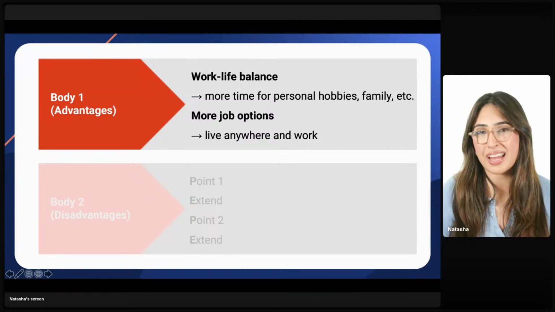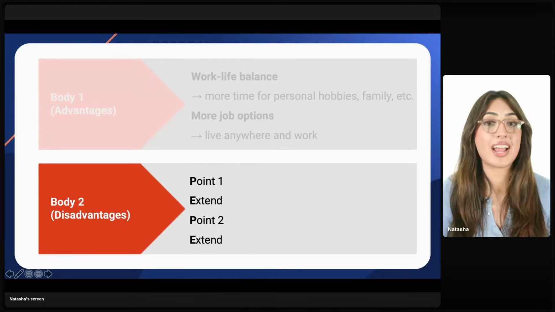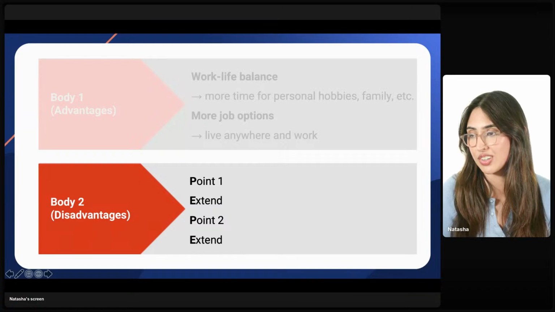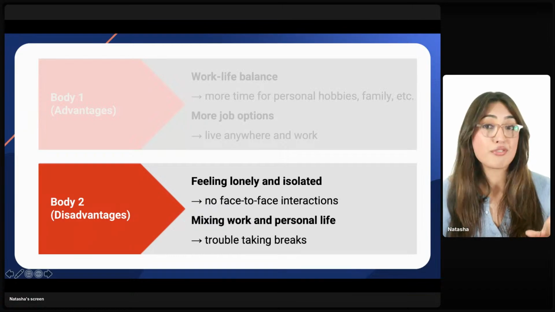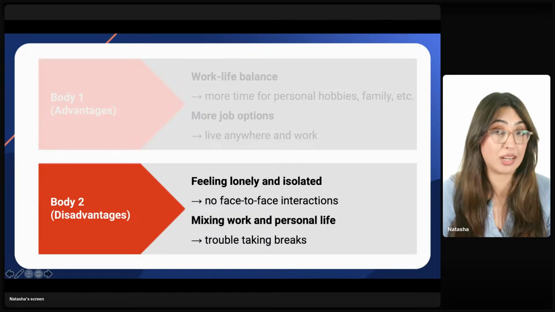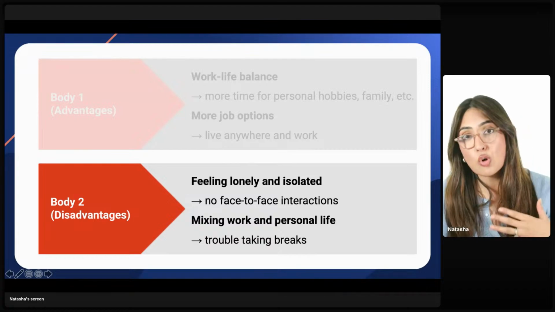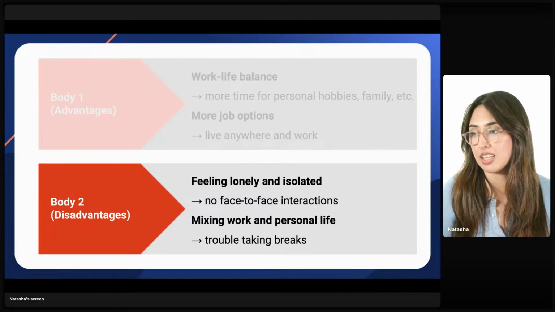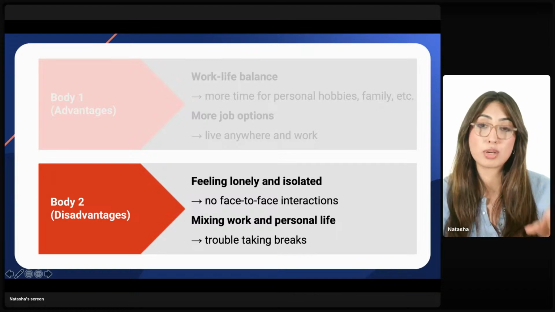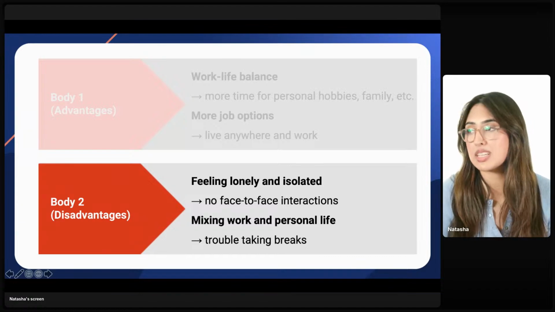We're ready to plan body paragraph 2, our disadvantages, and here are my ideas now following the same double idea paragraph structure. My first disadvantage is about feeling lonely and isolated. That might be a downside to working from home. And this might mean that there's no face-to-face interaction happening in the office. Another disadvantage is about mixing work and personal life, and that may look like an employee having trouble taking breaks.